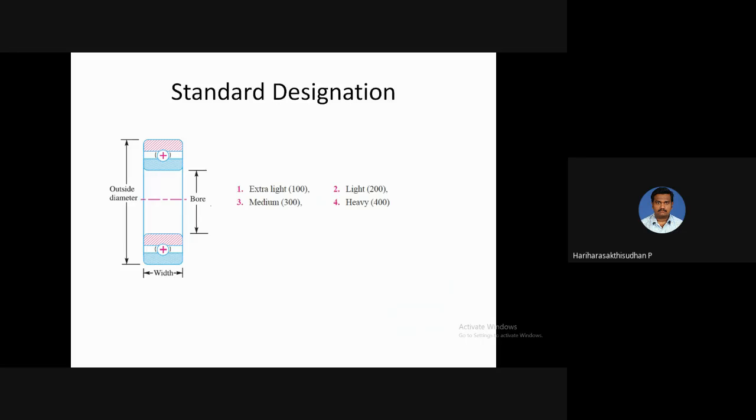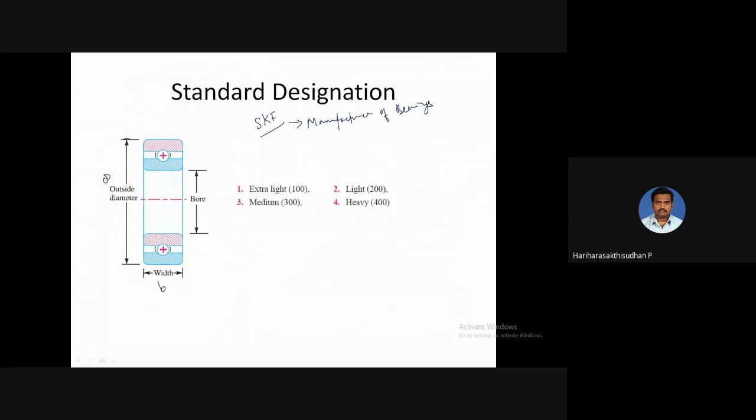So this is the standard designation of the ball bearing. This diameter is called outer diameter, OD, and this is bore diameter. This is nothing but the width. You can also refer to all the types of standard bearings on the SKF website. SKF is nothing but a manufacturer of bearings. All the bearings that they manufacture will be on their website.